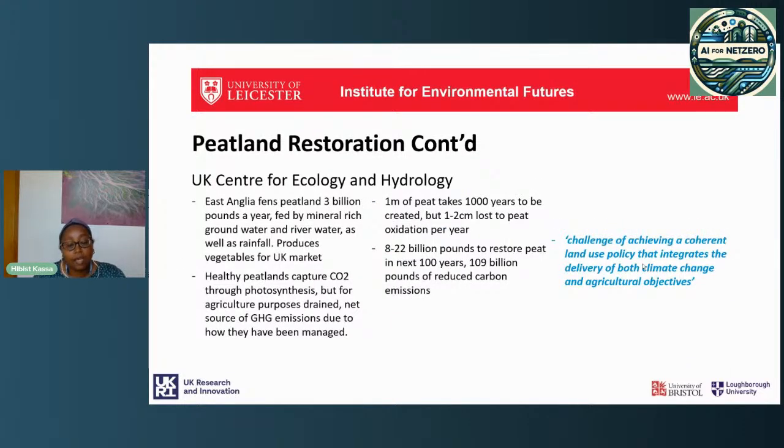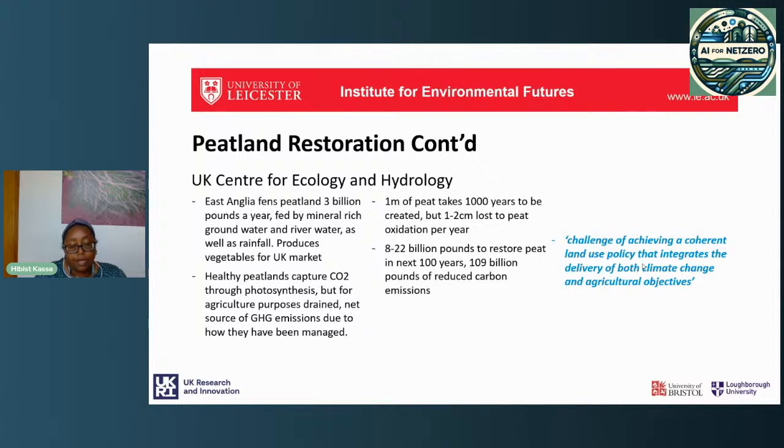Now, the use case being drawn upon for peatland restoration is in East Anglia. The East Anglia Fens, as a commercial, intensive farming area, is worth about £3 billion per year. Normally, healthy peatlands would capture CO2 through photosynthesis, but for agricultural purposes they have to be drained, and that results in them becoming a net source of greenhouse gas emissions due to how they are managed. As I said earlier, this is an ongoing concern from the Climate Change Committee right down to the reports that I've highlighted: managing the peatlands is of key concern to reduce emissions and find a balance.